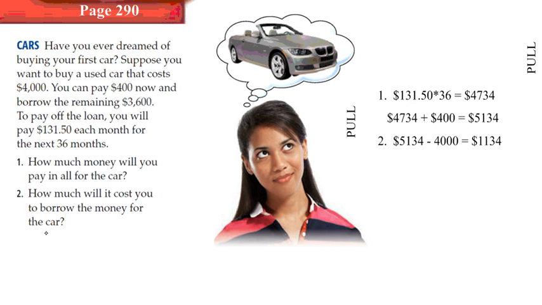Now we can use that number to help us answer question 2. How much will it cost you to borrow the money? Well, the car was only $4,000 to begin with, but you ended up paying $5,134. So the difference in those two numbers when you subtract them is $1,134. So you ended up paying that much money in interest just to borrow that money.